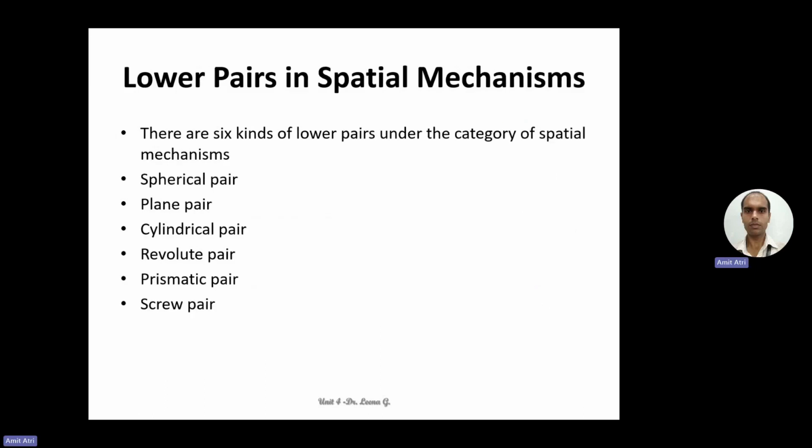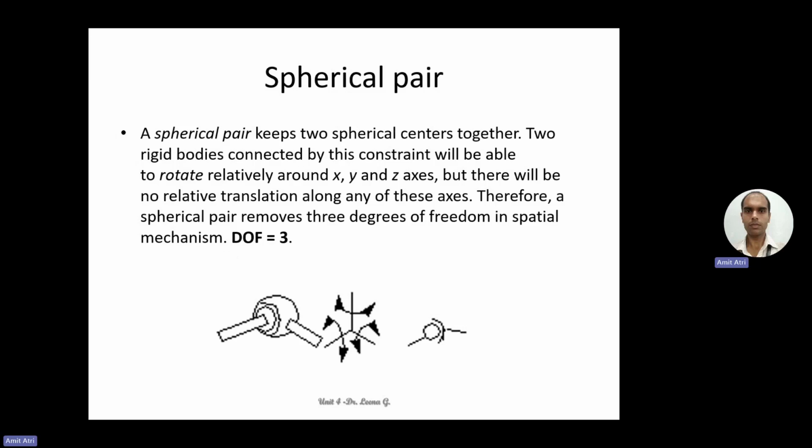Now lower pair in spatial mechanism. Spatial covers the 3-dimensional space. Here we have the spherical pair, plane pair, cylindrical pair, revolute pair, prismatic pair and screw pair. So, a very brief introduction to each one of them.